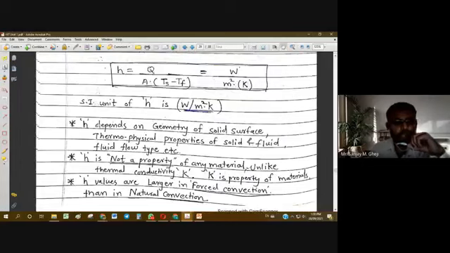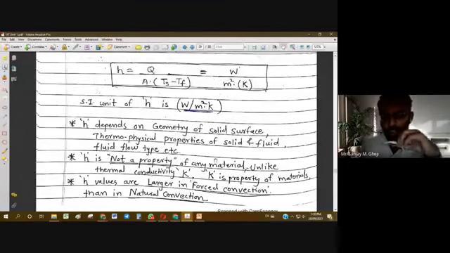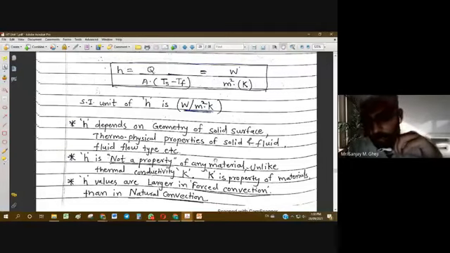Now see, H depends on the geometry of the solid surface, the thermophysical properties of solid and fluid, and also the fluid flow type. H is not a property of any material, unlike thermal conductivity K. Conductivity is a property of any material, and conductivity values are more or less constant at certain temperature and pressure. But H is never constant. It is not a fixed property of any material. It will change from case to case.